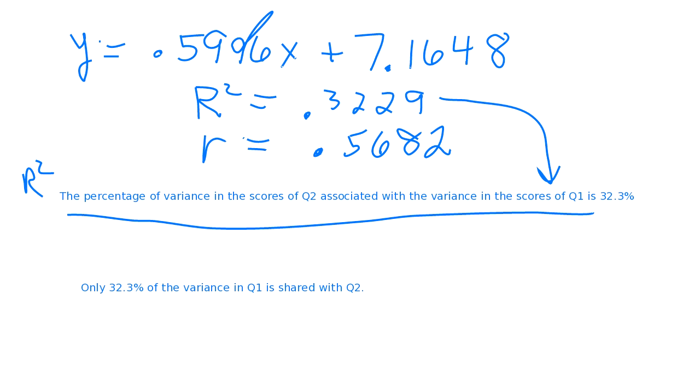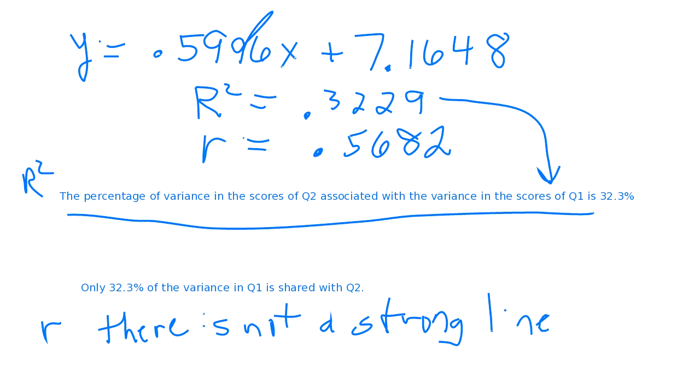Now, r just means that there is not a strong linear relationship here. So that's the interpretation of r squared and r.